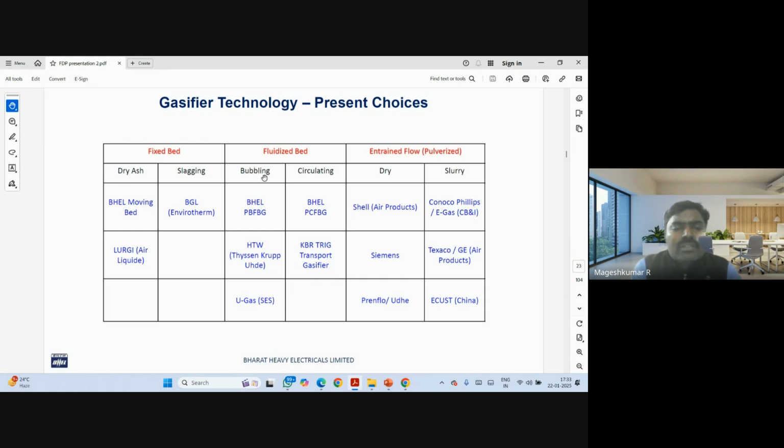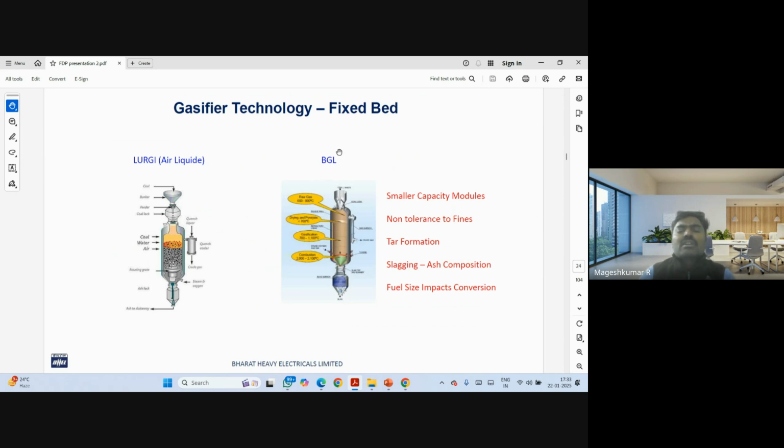What technology we had used and what is available with BHL has been highlighted. We have both fixed bed as well as fluidized bed presently. The designs of the other companies are also mentioned here. Who has what has been mentioned in this figure. These are the various designs of gasifier technology available.